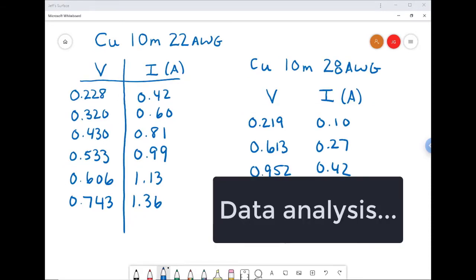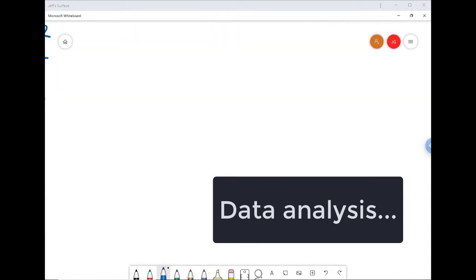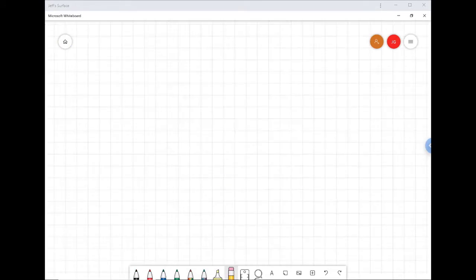All right, so let's talk about how we're going to analyze this data. First, let's review the schematic of this circuit.